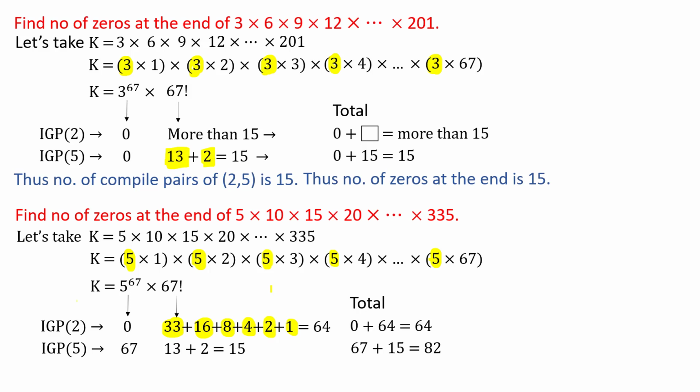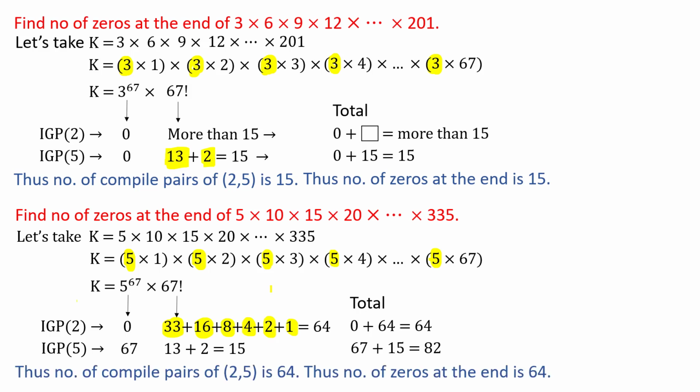So the overall IGP of 2 is going to be 0 plus 64, that is equal to 64. So over here in K, total how many 2's are there? Total 64 2's are there. Total how many 5's are there? Total 82 5's are there. So how many complete pairs of 2, 5 can we form? Total 64 complete pairs of 2, 5 we can form. That is why the value of K ends with 64 number of zeros.